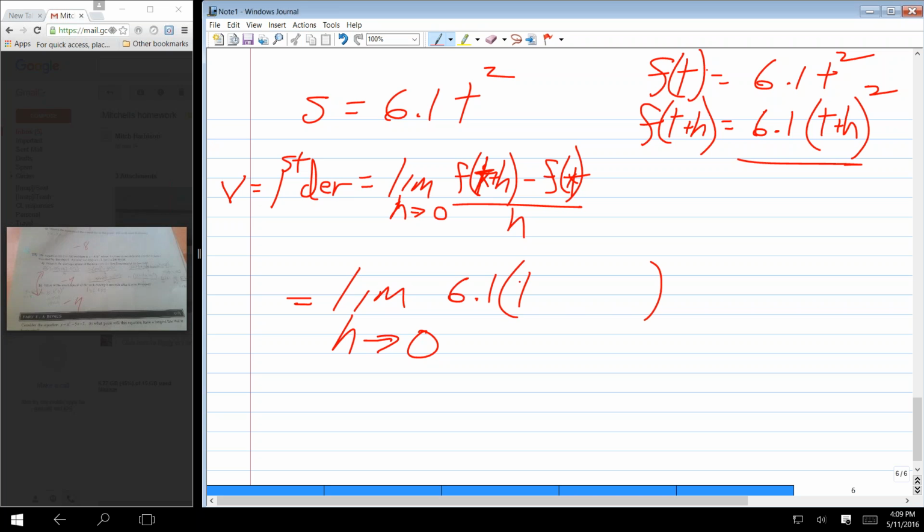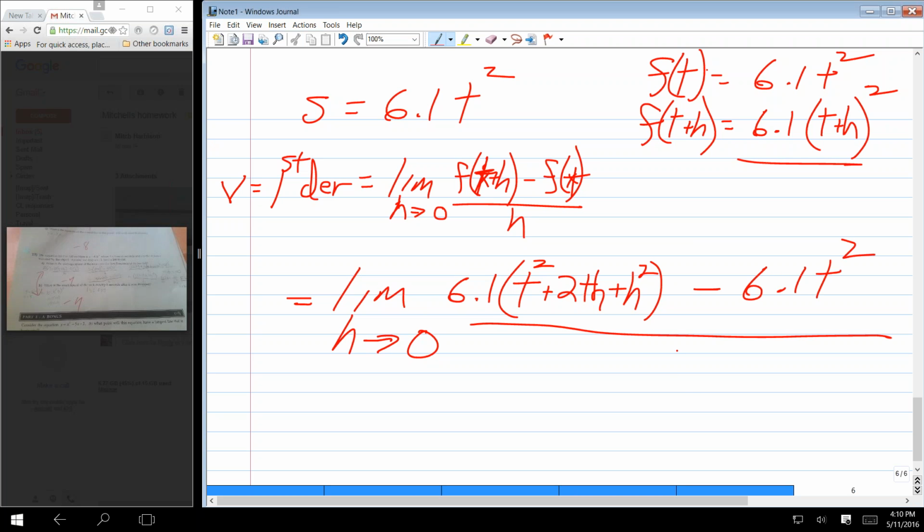t squared plus 2th plus h squared, minus f of t, which is just 6.1 t squared, all over h. Okay?